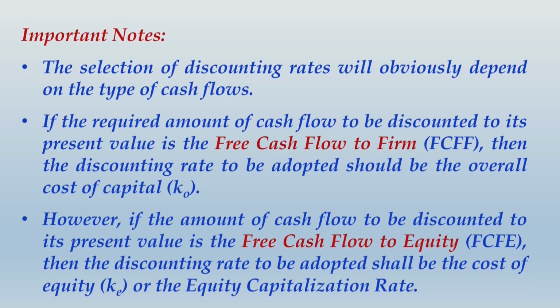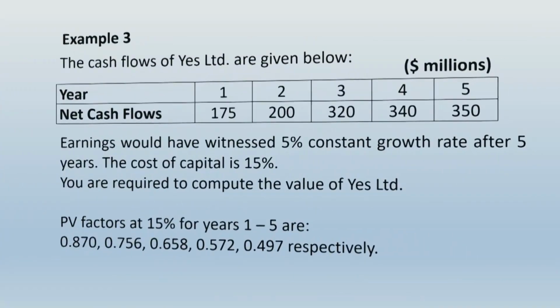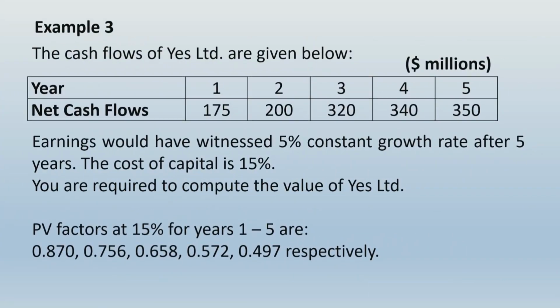Alright friends, once you have completed writing these entire notes, let us move ahead and take up the next example, that will be example 3. It says the cash flows of Yes Limited are given below. The cash flows are in millions of dollars. Year 1, 2, 3, 4, 5, and they have given you the net cash flows. Earnings would have witnessed 5% constant growth rate after 5 years. The cost of capital is 15%. You are required to compute the value of Yes Limited.